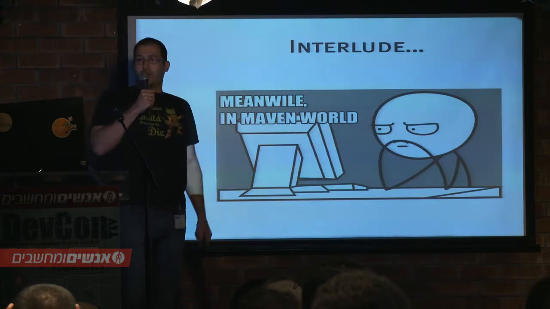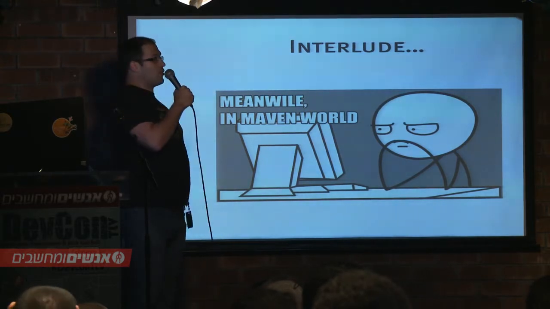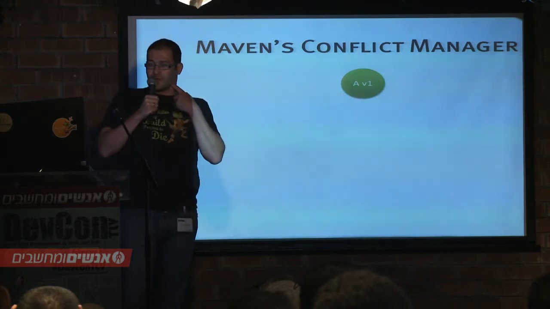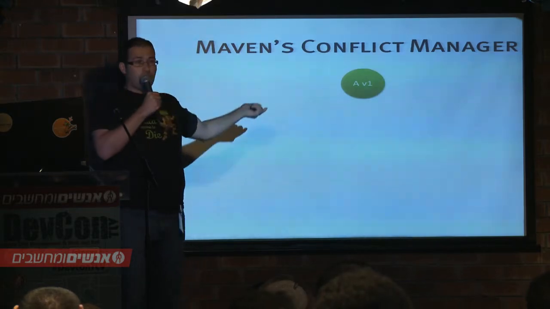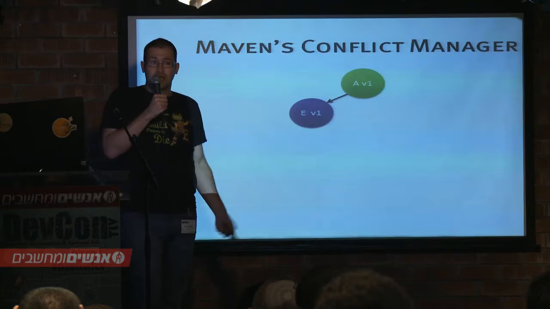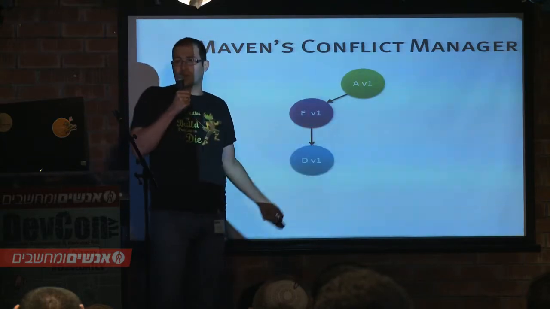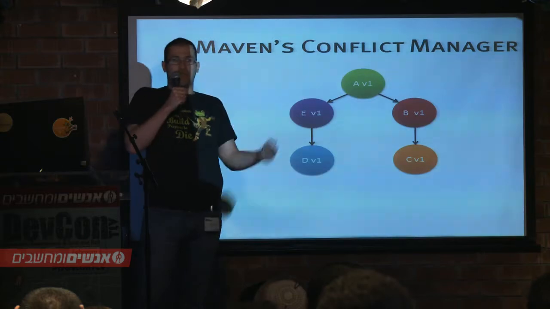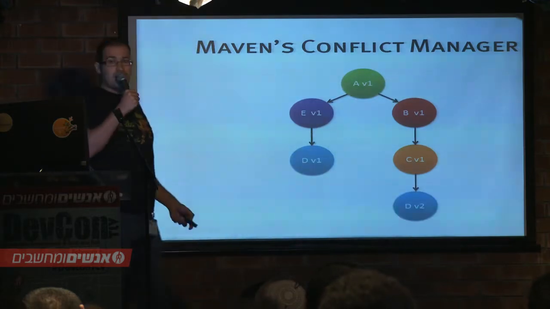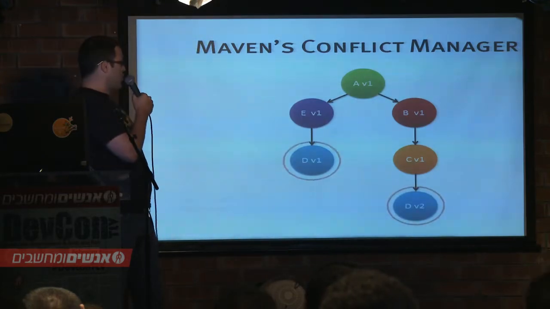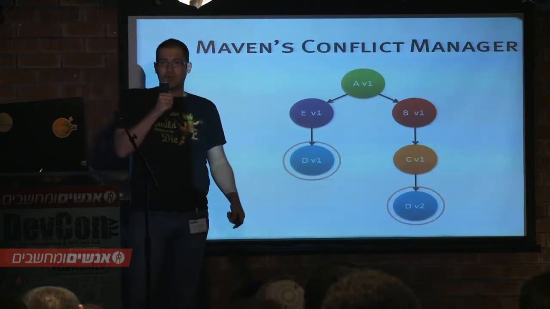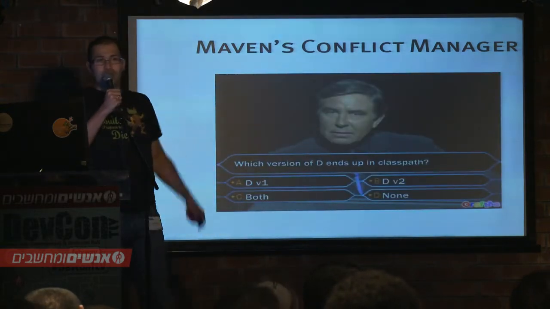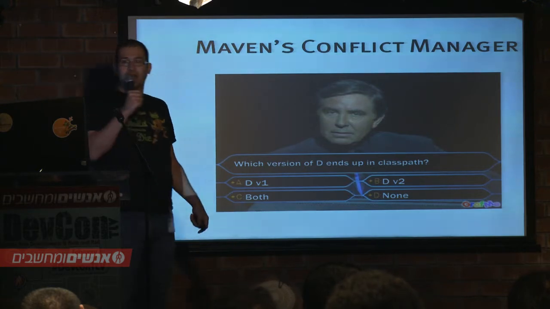Let's do a little bit of fun interlude and go to the fine world of Maven. So you have this Maven conflict manager, and we have this package A version 1. It depends on a package E of version 1, and D of version 1, and B of version 1, which depends on C of version 1, and it depends on D of version 2. Woohoo! We have a conflict. So now we're going to play Who Wants to Be a Millionaire. What's the correct answer? Which version of D ends up in the classpath?